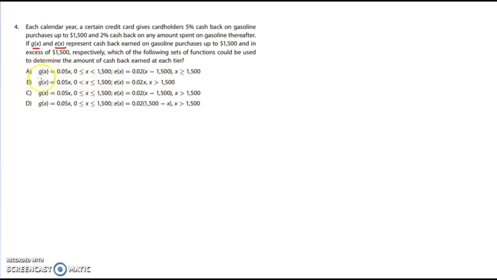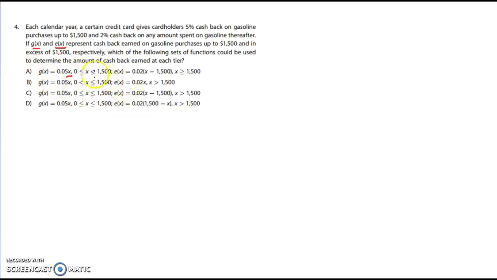Okay, so all of these answer choices that we have, g of x, they say 0.05x, all of them identical, right? And that should hopefully make sense. If x represents the amount of money that we're spending, if we get 5% cash back, 5% is just 0.05 as a decimal. So all that works. Okay, but what's the difference between any of them?